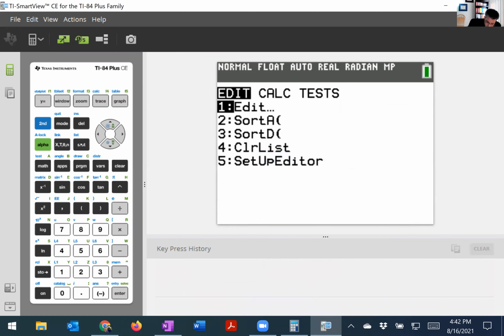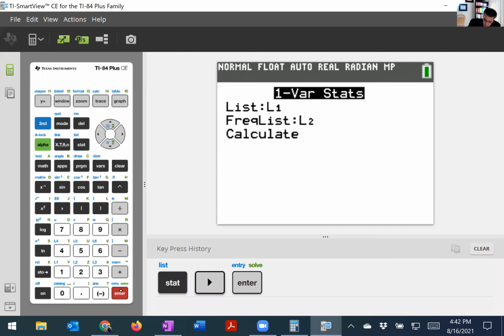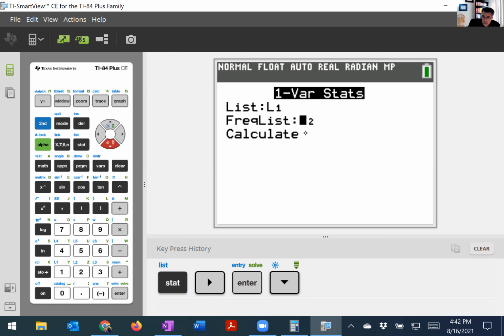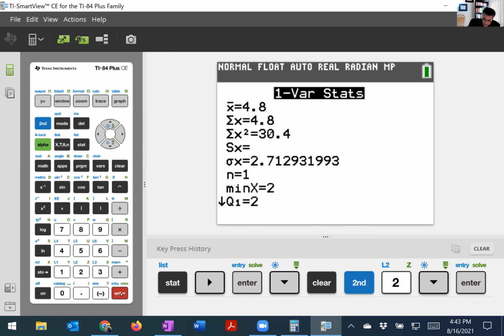Let me clear this real quick. I'm going to hit the stat key, go to calculate, and go to one variable statistics. So just arrow over and then enter. Then I'm going to go list 1, L1. What's the frequency list? This is the first time we've used this. The frequency list are those probabilities. This is going to be L2. How do I get L2 if I cleared it out? I go second, then the number 2, and that will populate list 2. L2 is list 2. Then we arrow down and hit enter, and it calculates for us.